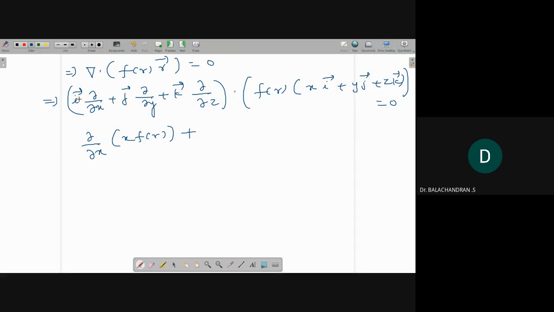Here, after taking the dot product, the I vector will not come. Okay. There is some lack of concentration, maybe on your side.